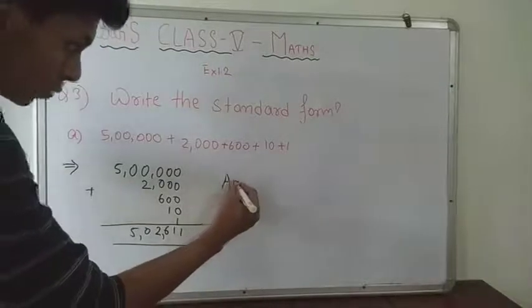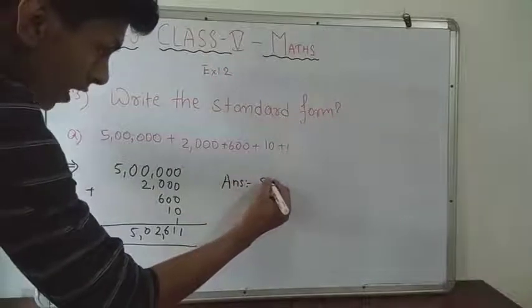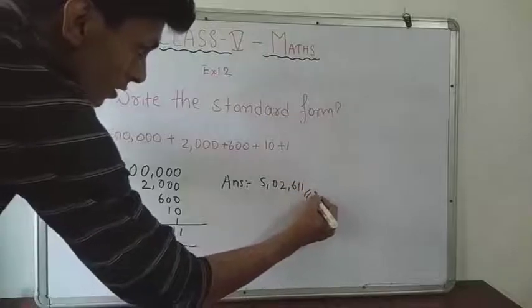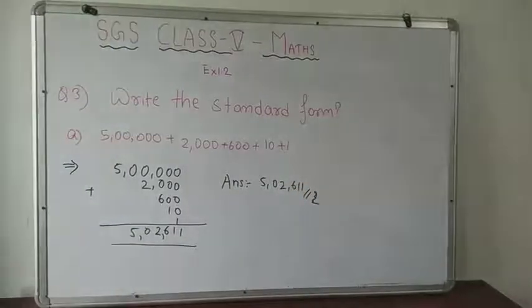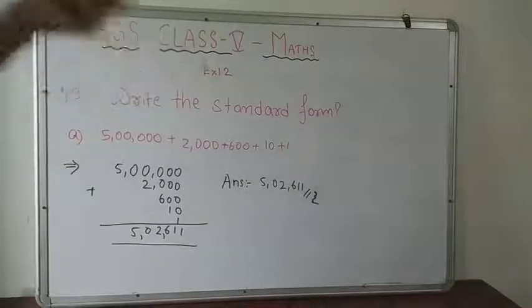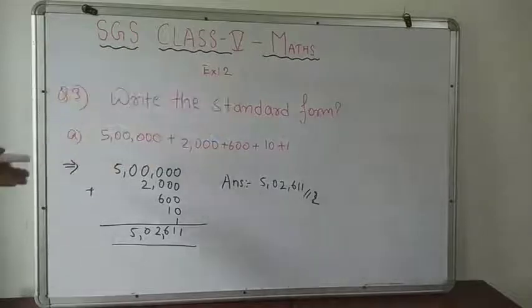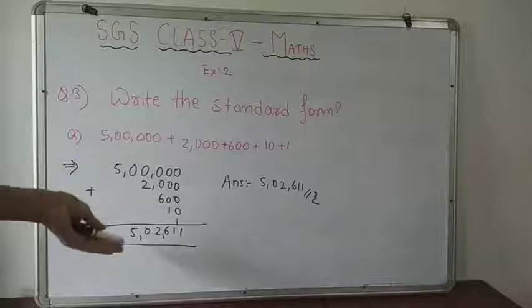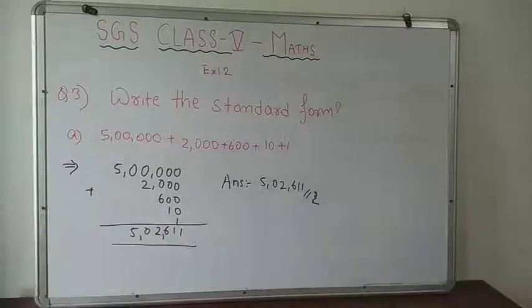Your answer will be 5 lakh 2611, that is 5,02,611. I hope you got it very easily. When you have to convert any expanded number into standard form, you should just add the given numbers, and after adding them, you will get the desired answer. Okay, I hope you understand. So now we are going to move on to the next question.